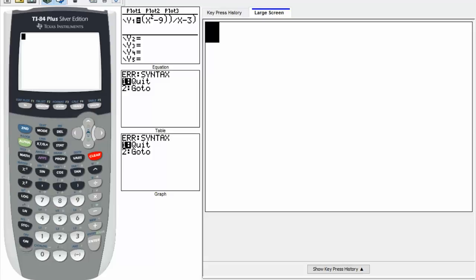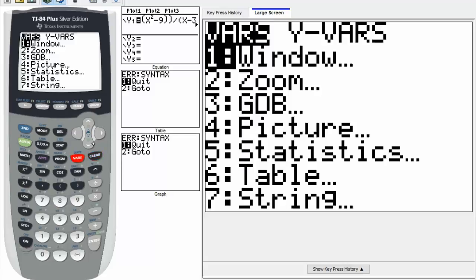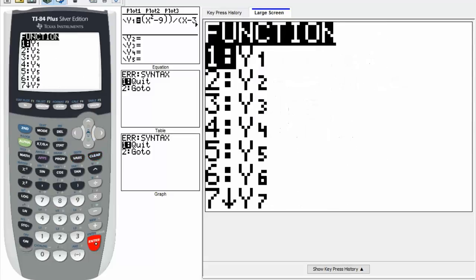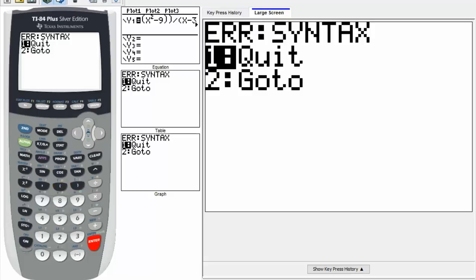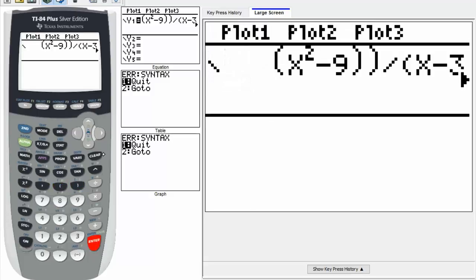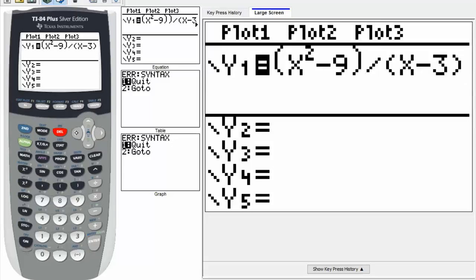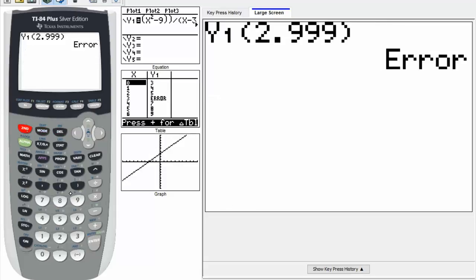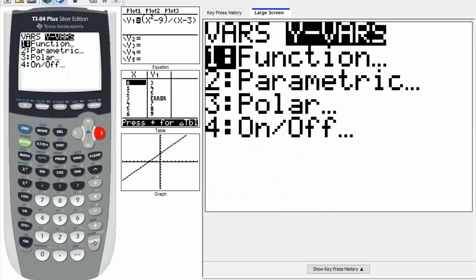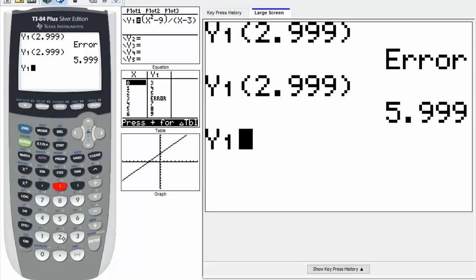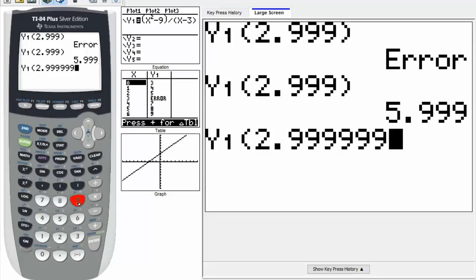Well, hold on, I want to show you the first way. Watch this. If I hit vars, y-vars, function, y1, what can I plug in? I can plug in anything I want to. Oh, good. Did I put 2 parentheses? Right there. Thank you. So I go back to here, second entry. Hey, look. So what could I do now? Vars, y-vars, function, y1. What could I plug in? 2.99999. I get even closer, right?